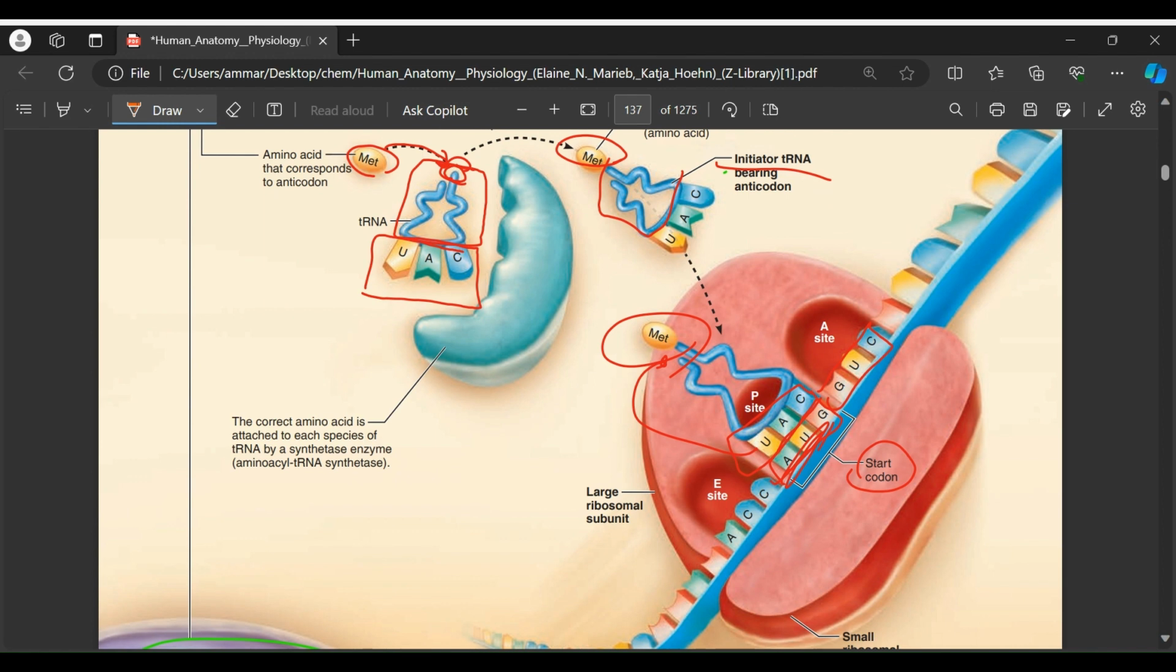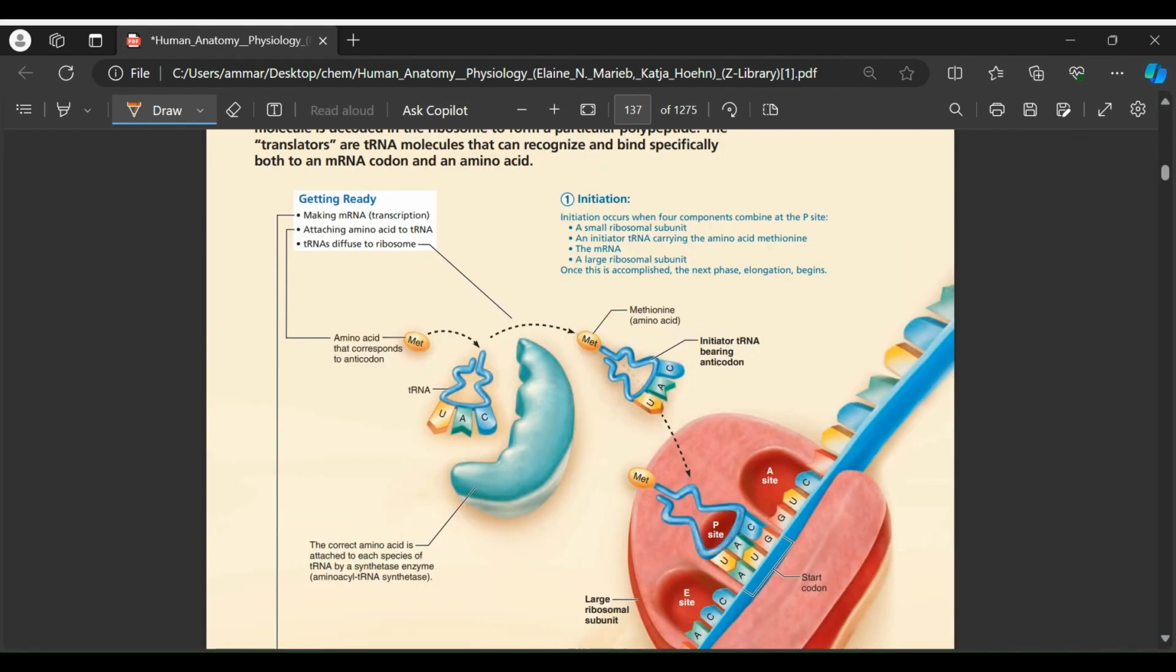Okay? And in fact, how does the correct amino acid attach to each species of tRNA? How does methionine find this site? How does this methionine go to this site and bind to it? By the synthetase enzyme. What is it called? Amino acid tRNA synthetase. This enzyme is involved in the process of this amino acid attaching to the transfer RNA.